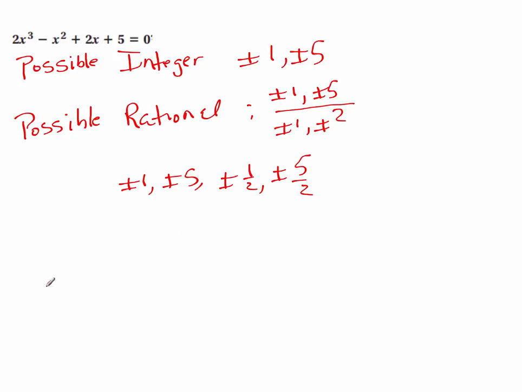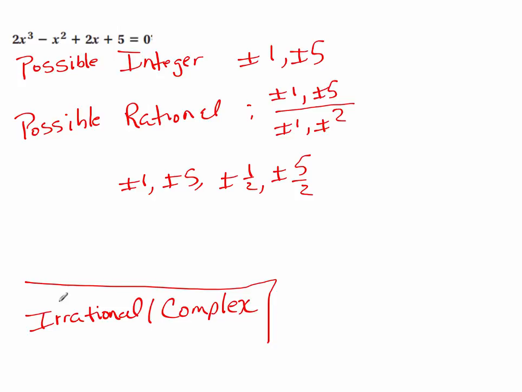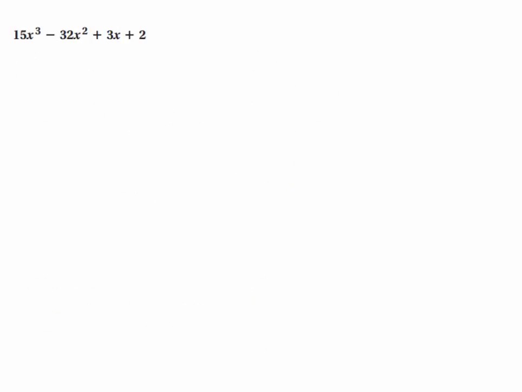I do want to point out we can have irrational and complex roots, and we'll deal with those later. Let's do one more. Suppose I have 15x cubed minus 3x squared plus 3x plus 2. What are the only possible rational roots?